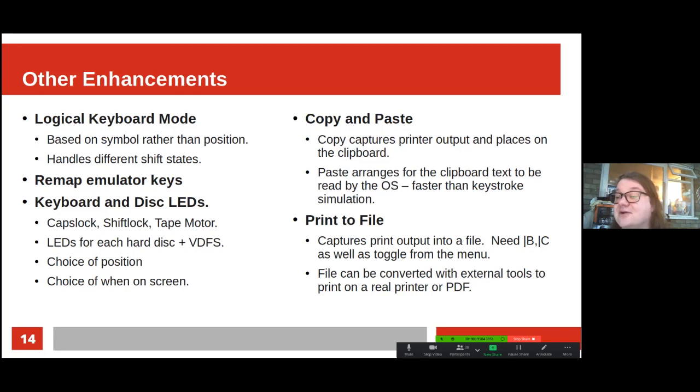You can now copy and paste from web pages and things into the BBC Micro to paste in programs. You can also do the reverse. You can tell BM to capture the printer output and stick it on the clipboard, which you can then use to paste into a forum post that you're making or something of that sort. Print to file works similarly. You specify a file, do Control-B, print something, Control-C to turn off printing, and then go back to the file menu and toggle it off, and that completes the file.